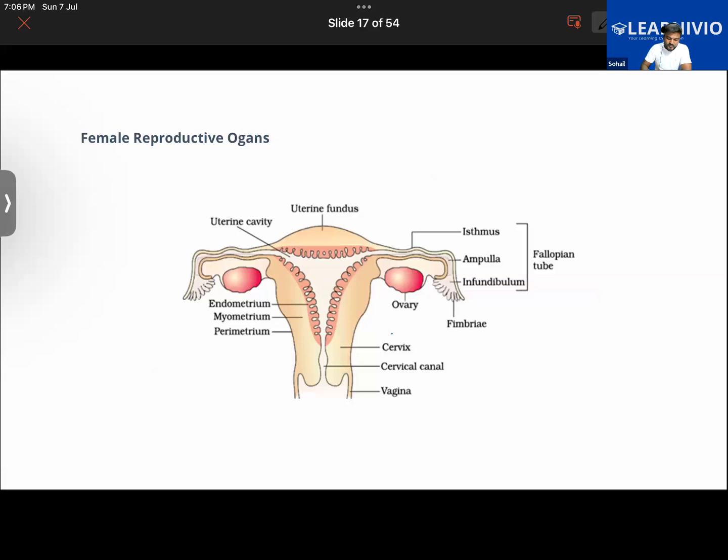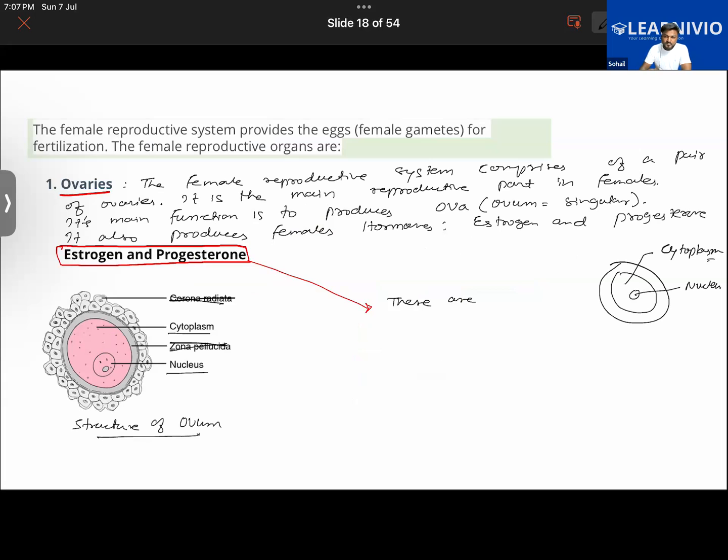So this ovary will be producing the sex cells, the gametes, that is basically ovum, and it will also be secreting hormones like estrogen and progesterone. So it's being produced by the ovary only. Write down this: these are the female hormones produced by ovaries. Furthermore, these hormones are responsible for the development of female reproductive organs and also bringing secondary sexual characteristics.